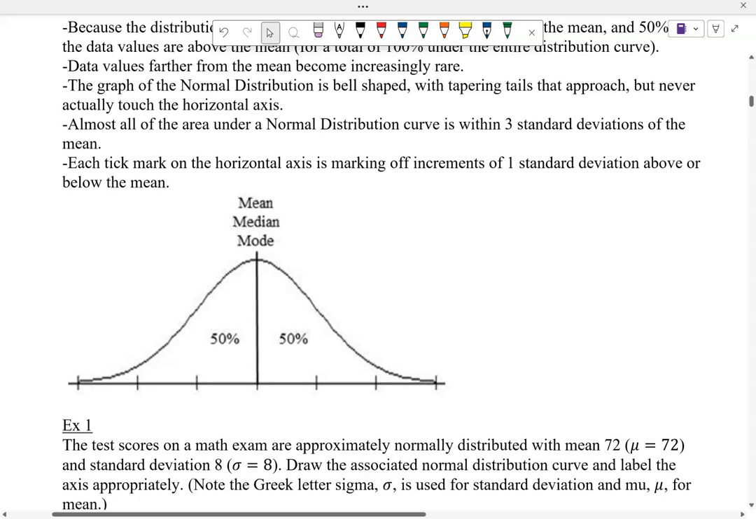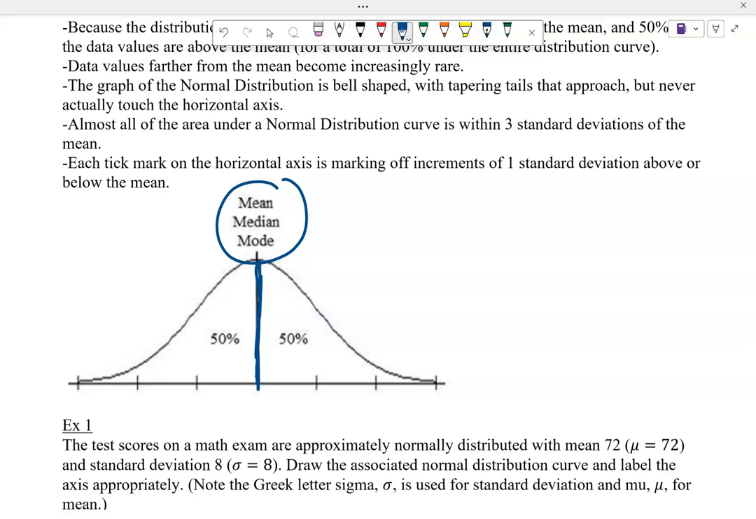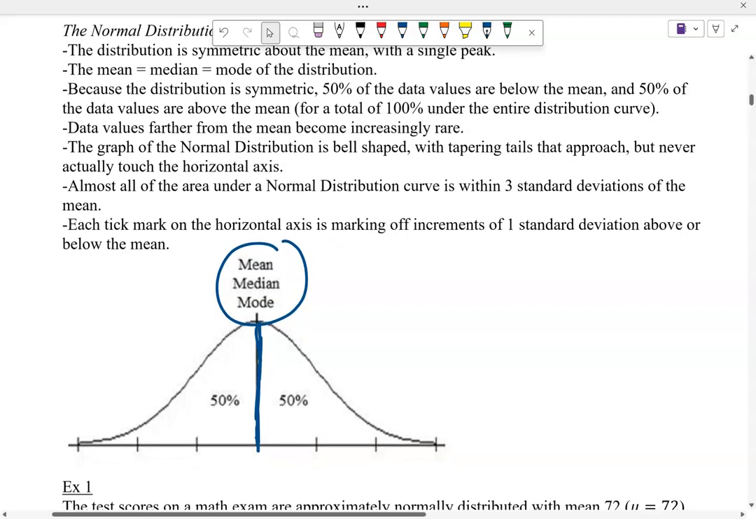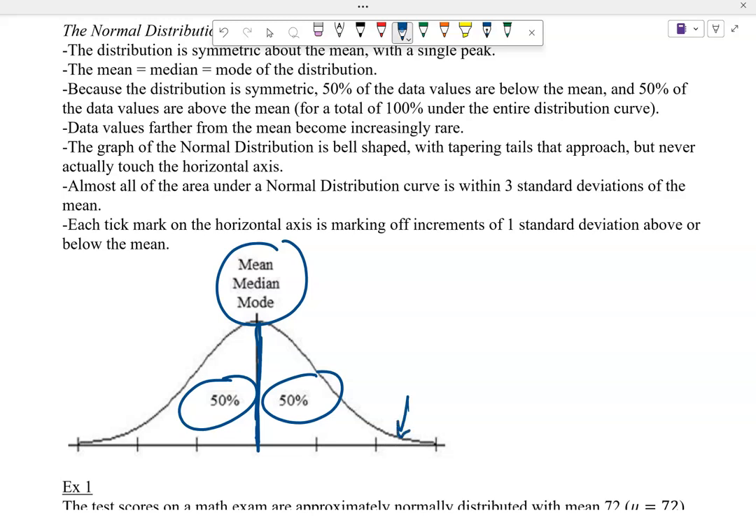Well, first of all, the mean, median, and mode are all right there in the middle. It is symmetric, so 50% of the data is below and 50% of the data is above that mean, median, and mode. As it goes out, values are more rare. Somebody that's super tall would be out here, and somebody that's super short would be down there.